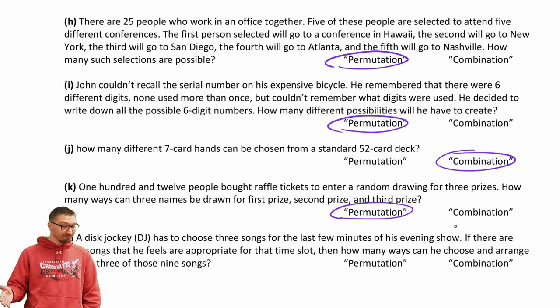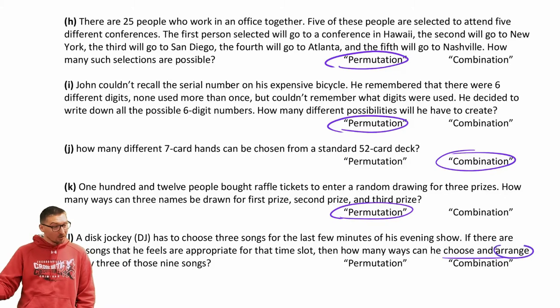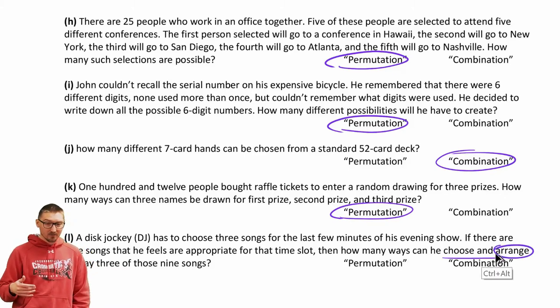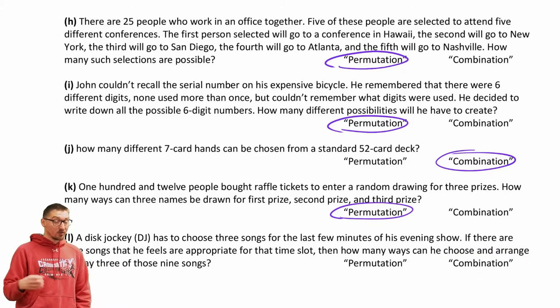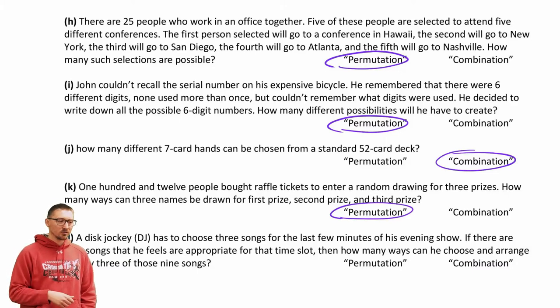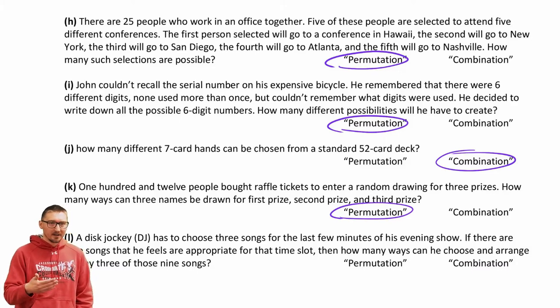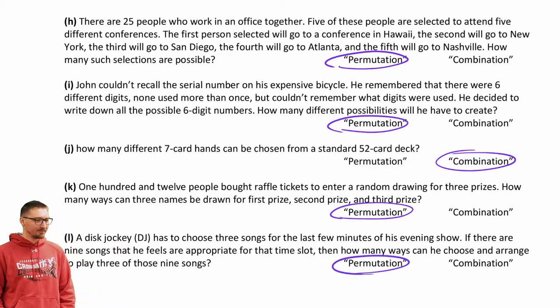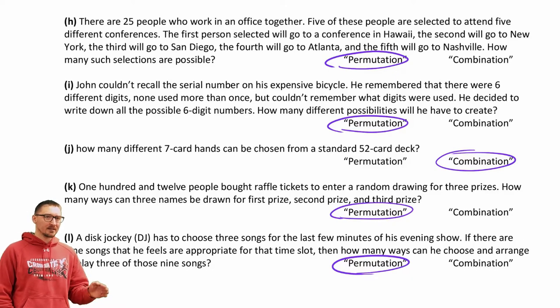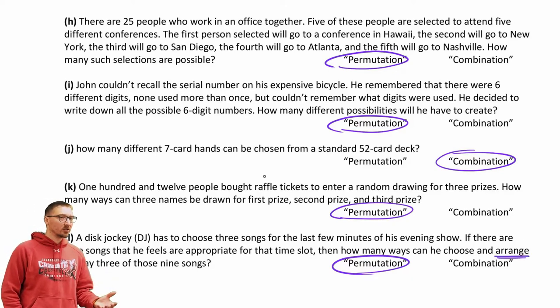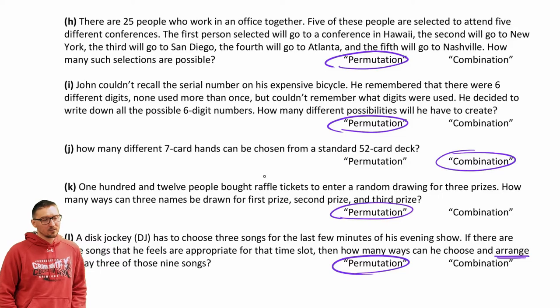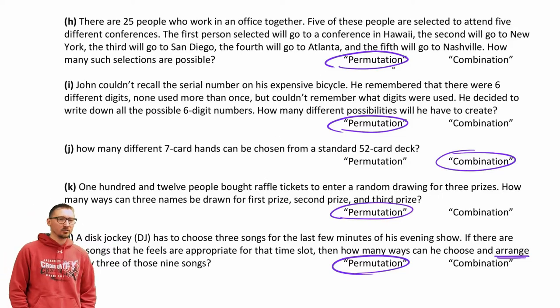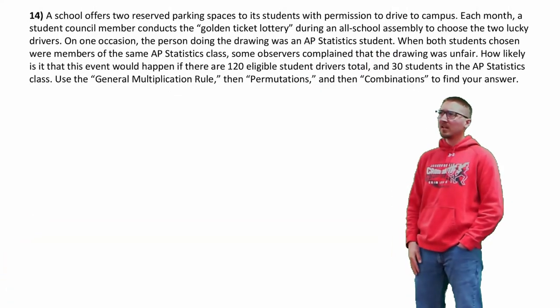Now, order here kind of matters. The flow of the songs, like you wouldn't want to go from a fast song to a slow song. You know, maybe switching those around would be a better outro than the first option. And so I would argue that it's a permutation because you want to make that list. And because it says arrange in the problem, it kind of gives you that hint that this is a permutation and not a combination. I hope you guys had some success with those.